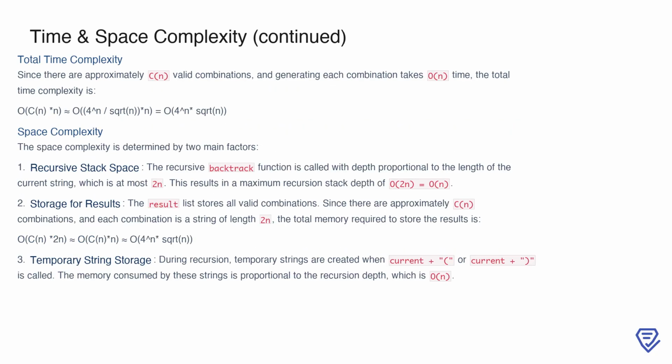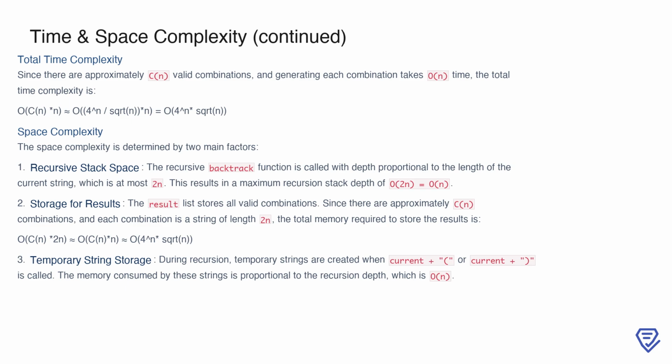With this in mind, the total time complexity is the combination of generating all valid sequences and the cost of constructing each one. Given that there are approximately C(n) combinations and each takes O(n) time to generate, the total time complexity is O(C(n) * n). Substituting the approximation for Catalan numbers, this evaluates to O(4^n / sqrt(n) * n), which simplifies to O(4^n * sqrt(n)).